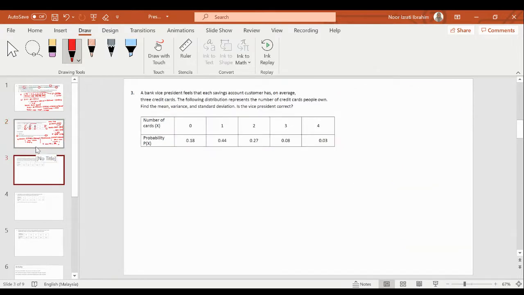Question number 3, again to find mean, variance and standard deviation, and you are given the probability distribution table. So to find E of x, it will be summation of x multiplied with probability. So you have to multiply 0 with 0.18 plus 1 times 0.44 until the last one plus 4 multiplied with 0.03. You should get here 1.34.